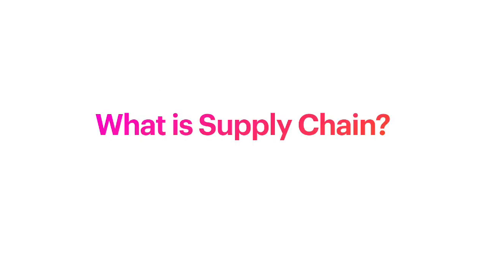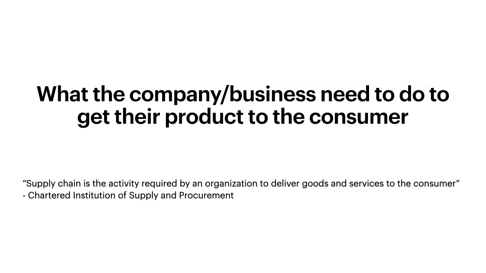First, let's discuss what is a supply chain. In the most simple sense, it's what the company or business needs to do to get their product to the consumer or the customer. If we're going to look for a very technical definition of supply chain, it's the activity required by an organization to deliver goods and services to the consumer.